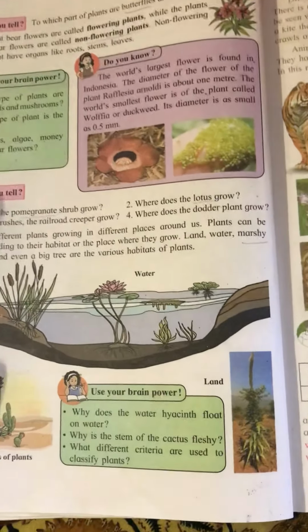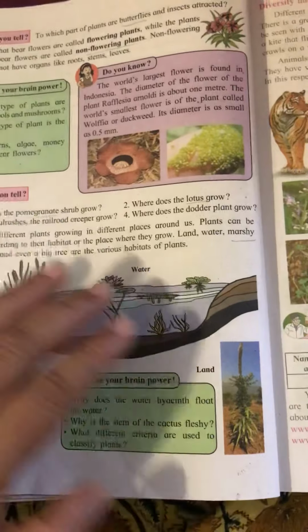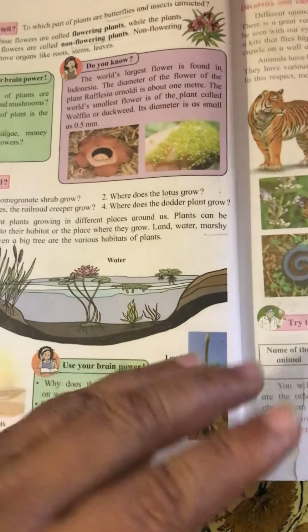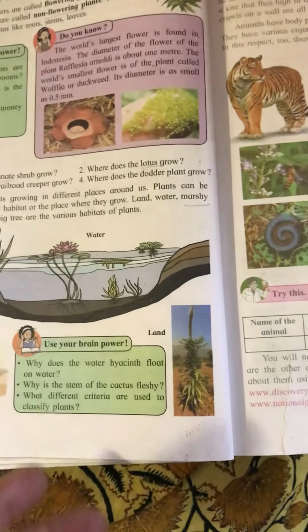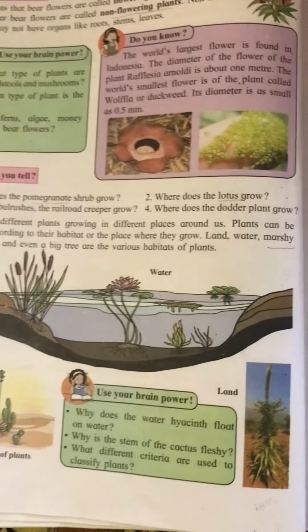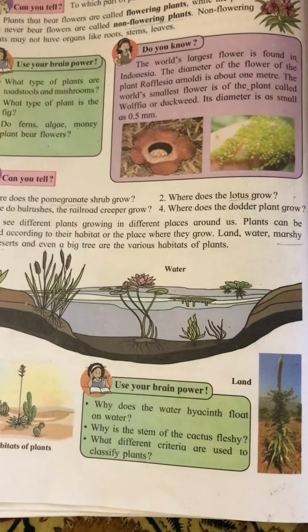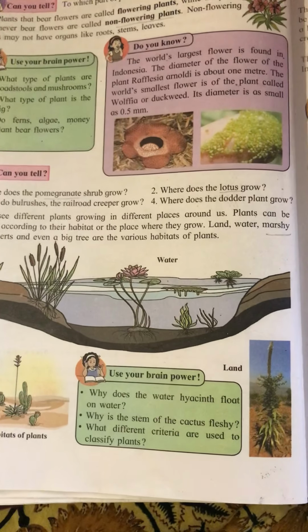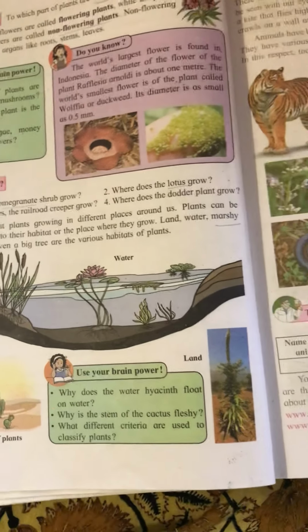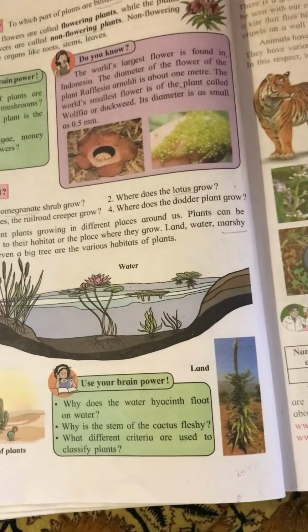Now you have seen that some plants grow in water, some plants grow on land, some float in water, some grow underground, some grow in deserts. So where does the pomegranate shrub grow? Where do the bulrushes or the railroad creeper grow? Where does the lotus grow? And where does the daughter plant grow?